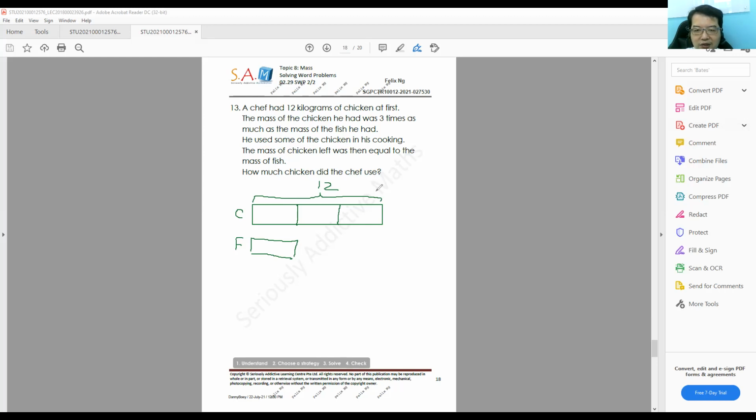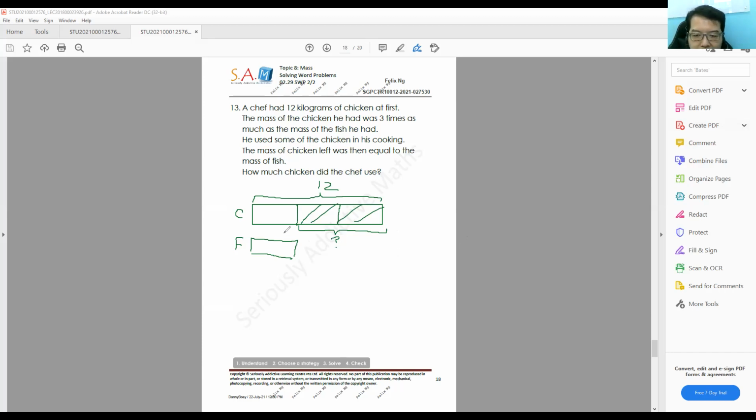Okay? So what does that mean? That means that after he finished using the chicken, right? If you cancel this part away, what is left? If you cancel this part away, right? What is left is just chicken, 1 part, fish, 1 part, or chicken 1 unit, fish 1 unit. How much chicken did he use? So this is the part that you want to find out. Okay, so how do we do this?